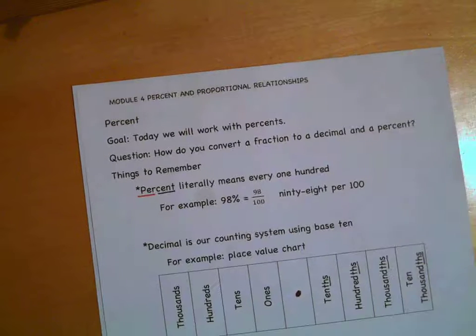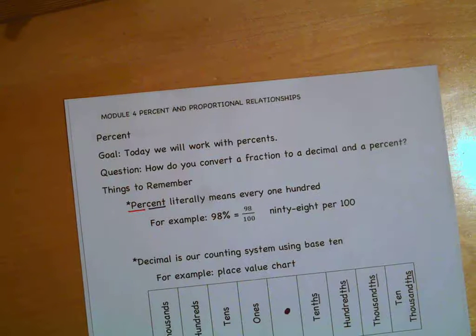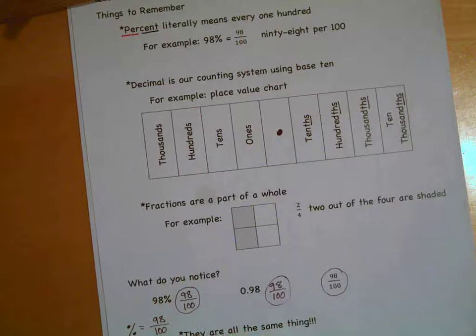So on the next page, leave room in your comp books because we're going to make it in class tomorrow. It is called the percent flip book. Okay? So going back to our goal, today we will work with percents, which we did. How do you convert a fraction to a decimal and to a percent? Well, I kind of showed you right down here how we do that. We'll go in more depth with it with the flip book.